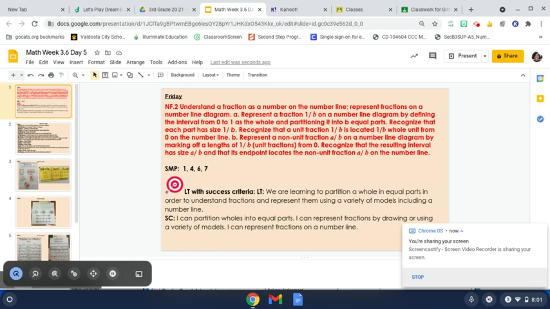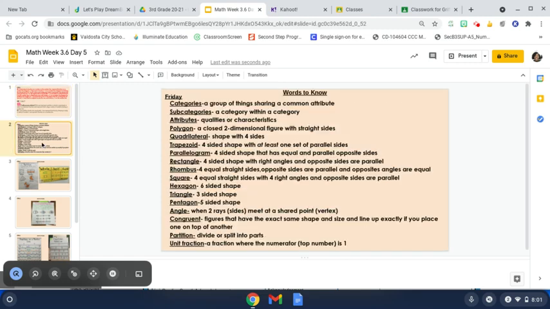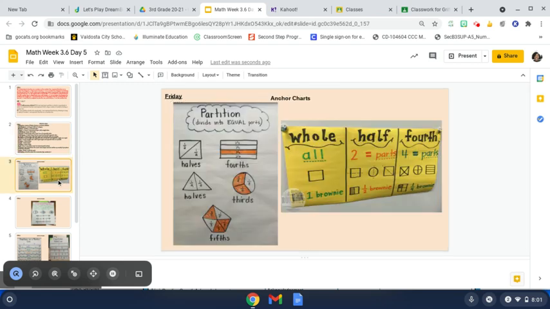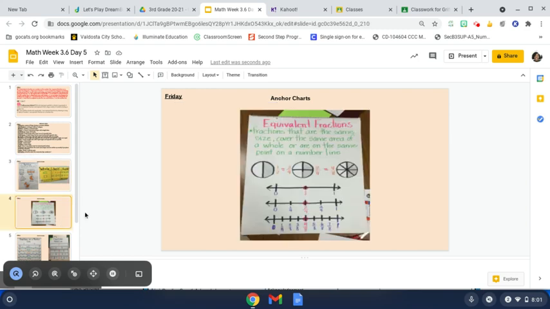Okay, so for today, for math, we are still continuing to partition wholes into equal parts. We are still representing fractions by drawing or using a variety of fraction models. And we are working on identifying fractions on a number line. Make sure you know your vocabulary words, what they mean. Make sure you understand what partitioning means, dividing fractions into equal parts. Make sure you understand what equivalent fractions are, fractions that cover the same area.